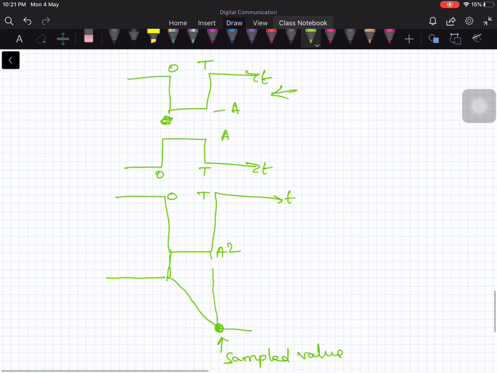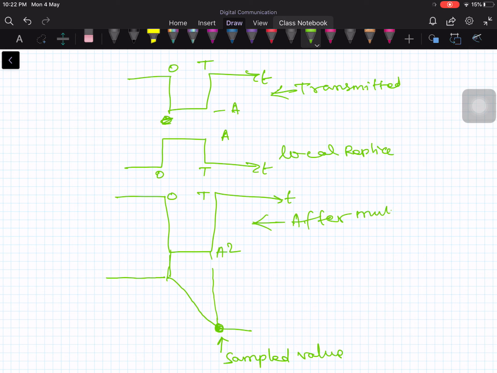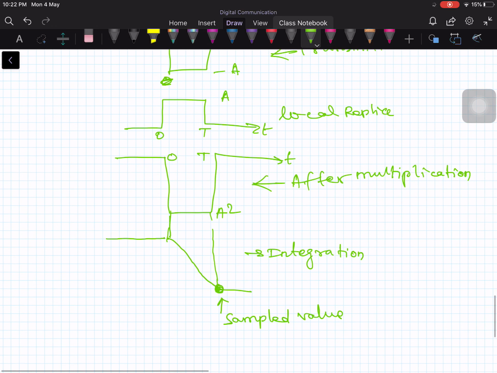This is a transmitted pulse. This is a local replica of the transmitted pulse, this one is after multiplication, this is integration, and this is the sampled value. Now look here, the sampled value is negative. So if your transmitted pulse was really negative, and the replica is of course the same, you are not going to change it, it is the same for all incoming pulses, then it will build up in the negative direction, like this.